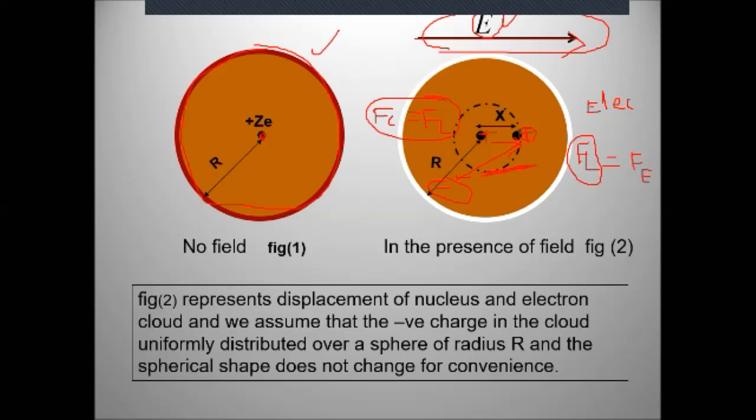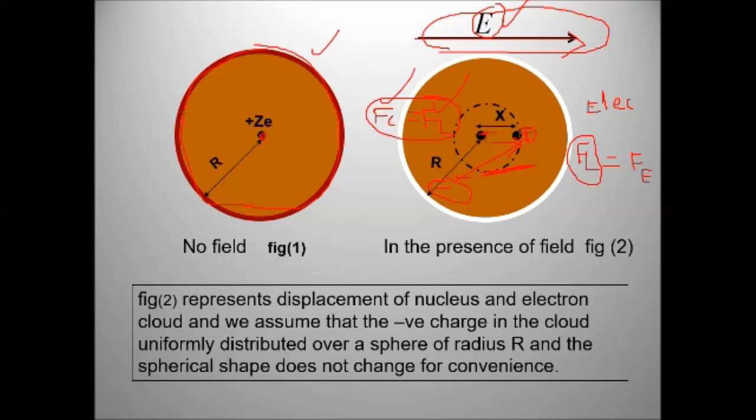Are you understood? This is the attractive force. This is the repulsive force. If both are equal, that atom is in equilibrium. If Fc is more, the positive ion core is combined with the negative ion. If FL, the Lorentz force, is more, there is a large separation between the positive ion core and the electron cloud. Is that clearly understood?